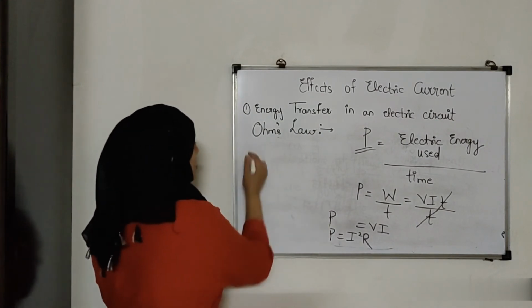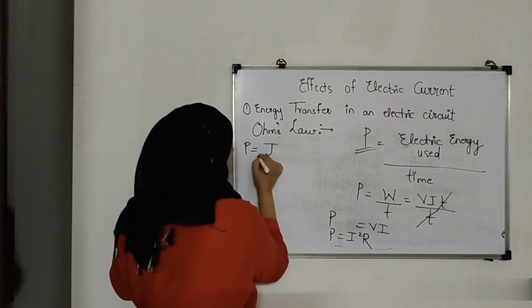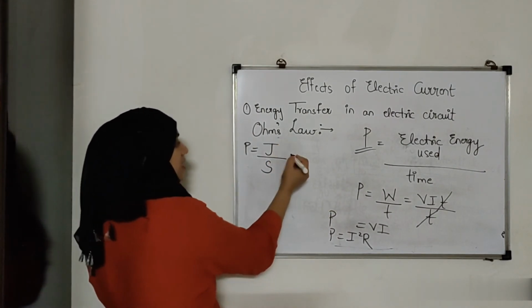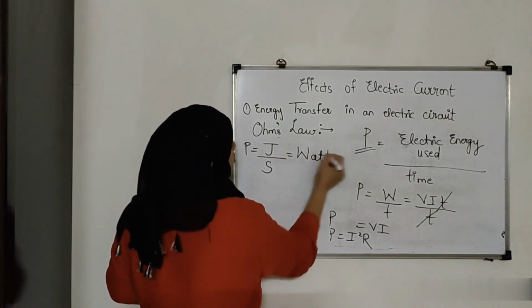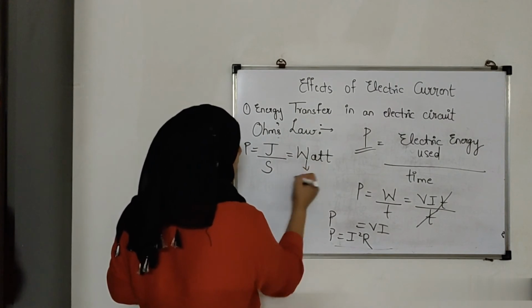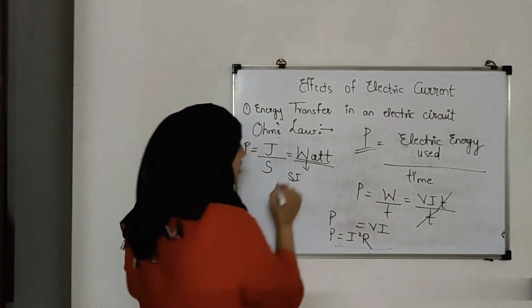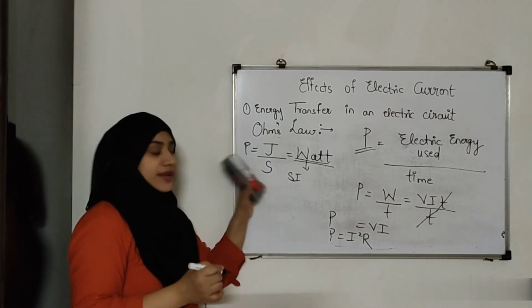Electric power P is equal to electric work done, that is in joules, and time is in seconds. So this joule upon second is given a special name, watt. So its SI unit becomes what? Joule per second equals watt. Watt is the SI unit of power, electric power.